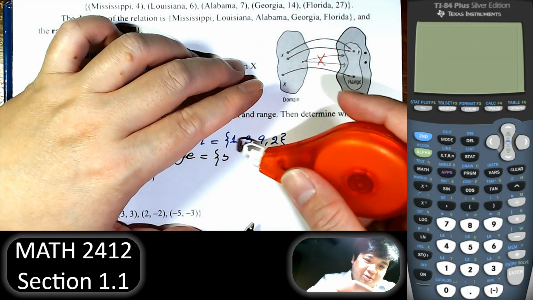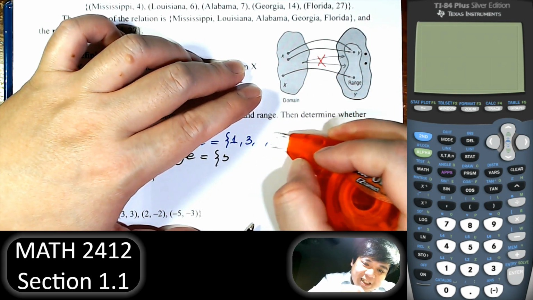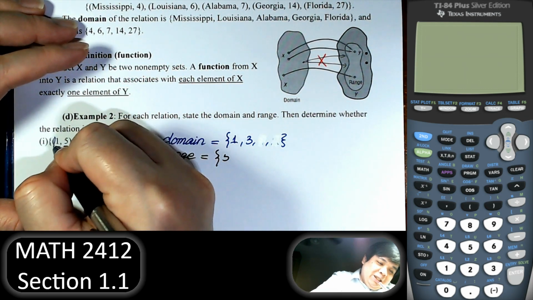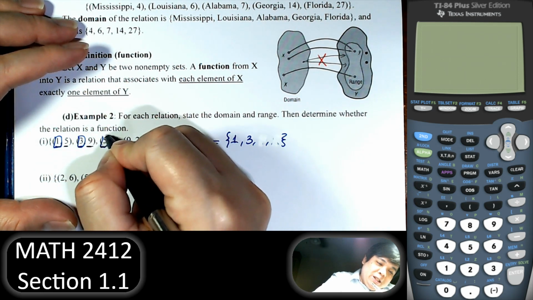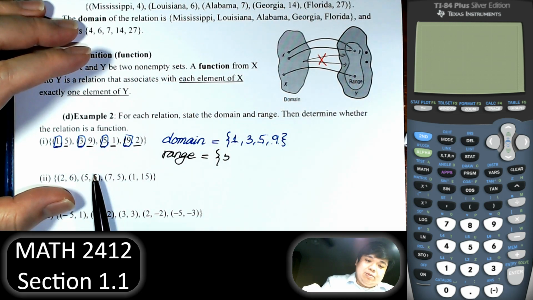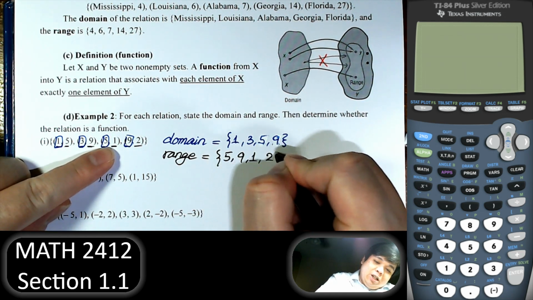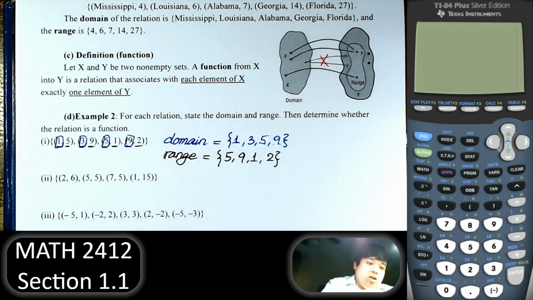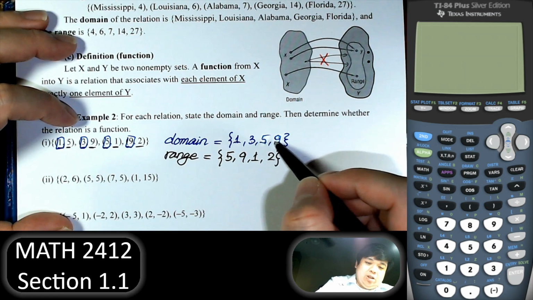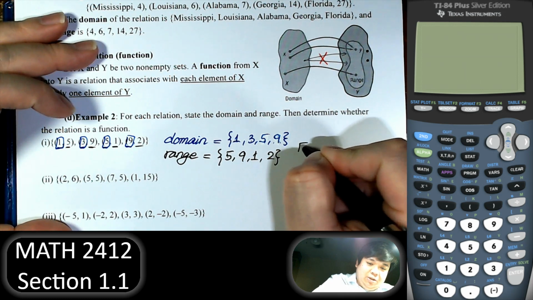The range is 5, 9, 1, and 2. So is this a function? Well, one x, one y, one x, one y, one x, one y. So yes, it is a function.